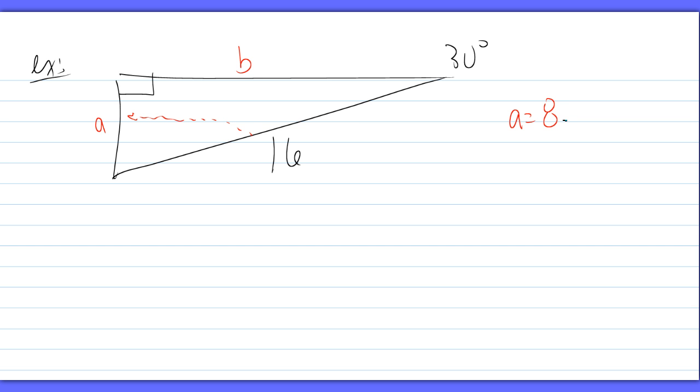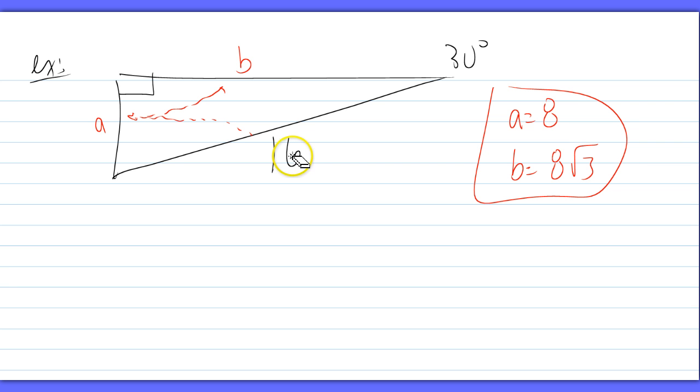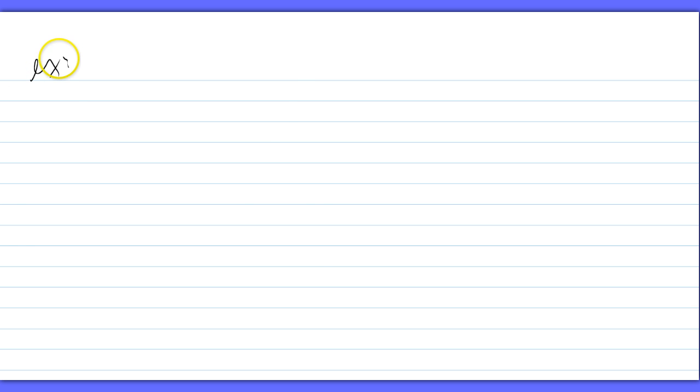And now that we know that the short leg is 8, we can go from there to the long leg. The ratio between short leg and long leg is root 3. So if we multiply this length by root 3, we get that B is 8 root 3. So in the first example, we started with the short leg and we could find the other two. And in this one, we started with the hypotenuse. We had to go to the short leg first, and then we could get to the long leg to eventually find both of them.